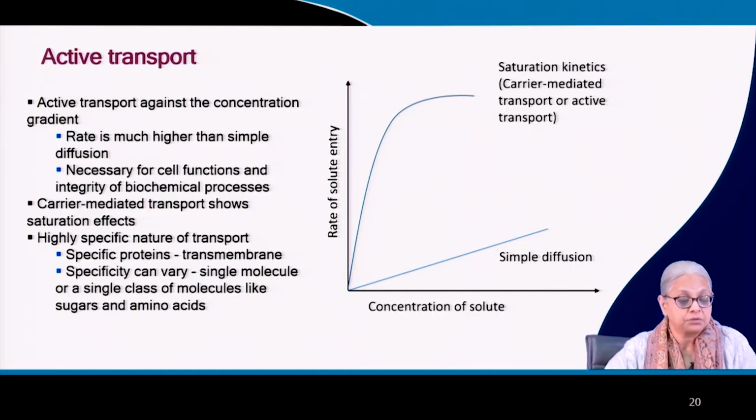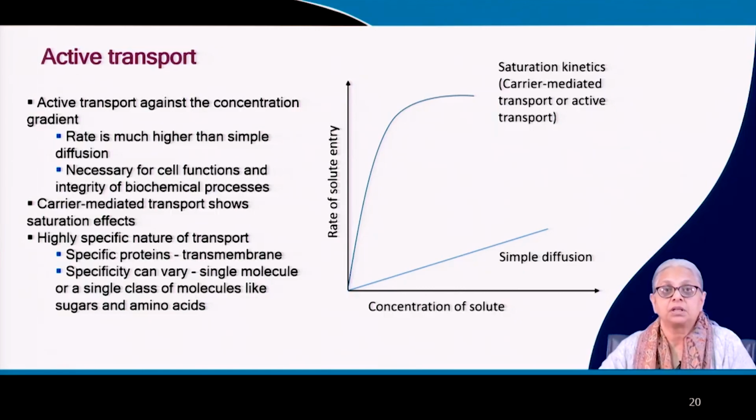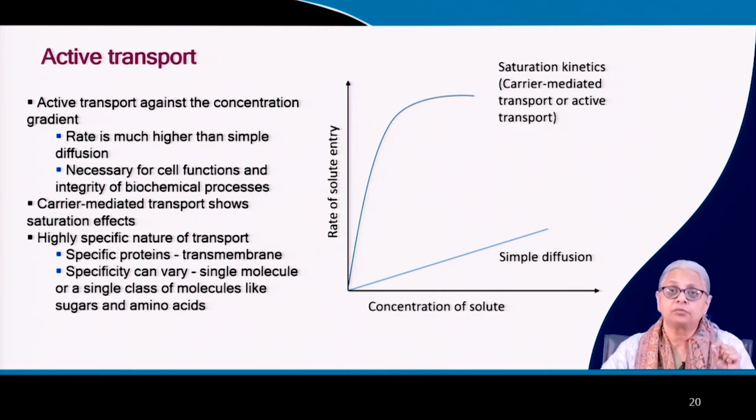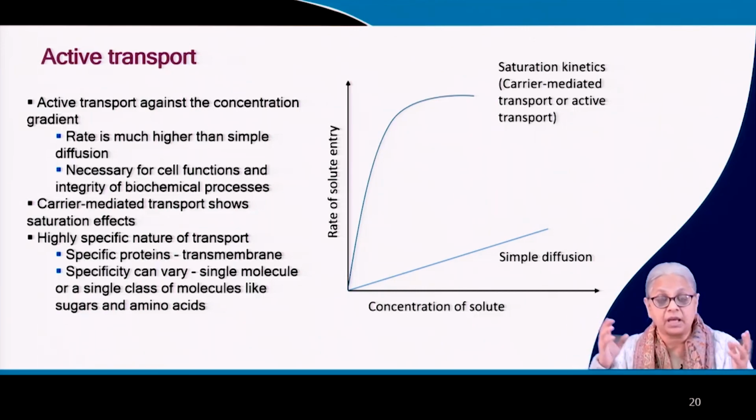So carrier mediated transport shows saturation effects. And then you have the highly specific nature of the transport. You have specific proteins. These may be transmembrane proteins. And a big point over here is that each type of molecule or groups of molecules have to have specific proteins. You can't have one protein doing all the work. So the cell has any number of different types of proteins which will mediate the transport of different groups of molecules or even single molecules like water.